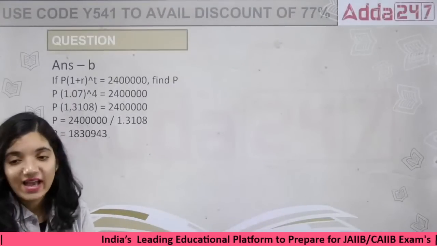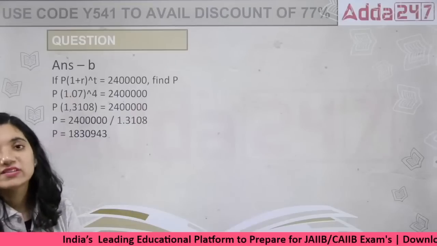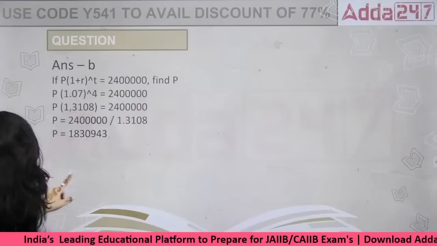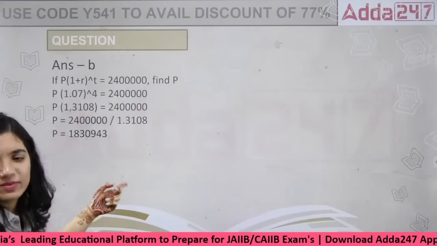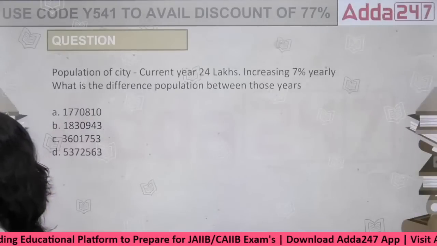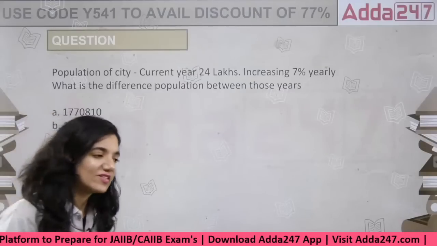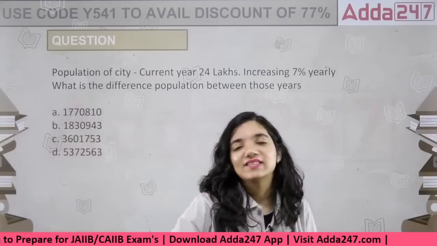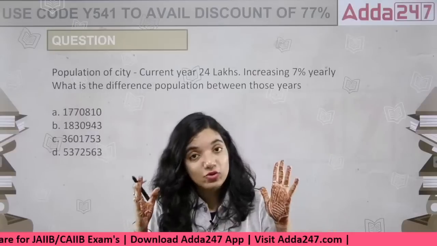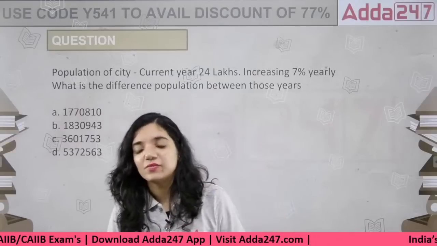That means 18,30,943 rupees. No, not the rupee. This is the number of people. So that would be the number of people there. Now moving on to the next question. Now they want to know the difference between 4 years back and 6 years forward. So if those 2 points are correct, then this answer will also be correct.